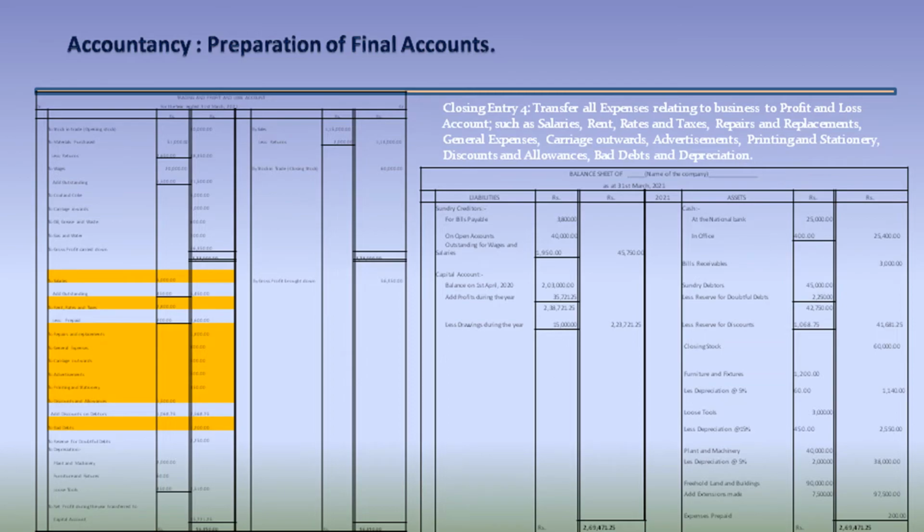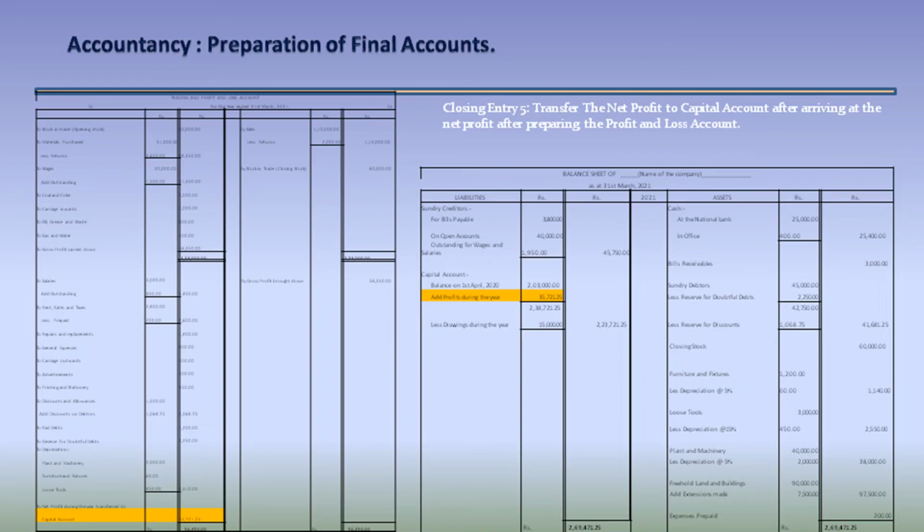Closing entry number 4. Transfer all expenses relating to business to profit and loss account such as salaries, rent, rates and taxes, repairs, replacements, general expenses, carriage outwards, advertisements, printing and stationery, discounts allowed, bad debts and depreciation. On the debit side of the profit and loss account, to salaries, to rent and taxes, to repairs and replacement, general expenses, carriage outwards, advertisement, printing and stationery, discounts and allowances and bad debts. All these things are extracted from the trial balance and we have already effected the adjustments.